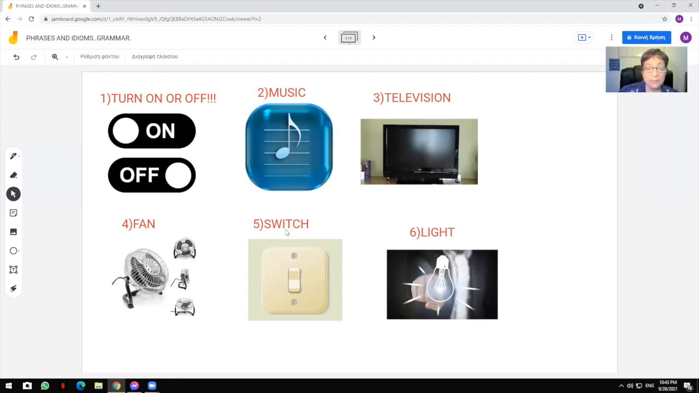Okay, this is a switch. This is a switch. The button we switch on and switch off the light. Okay, this is easy. We go to the next.